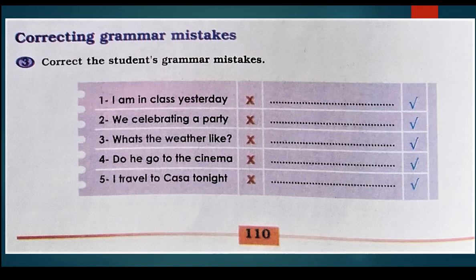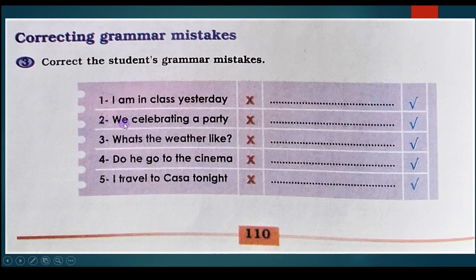So the mistake is "am". I was in class yesterday. إذن ماشي I am in class yesterday وإنما كنت كما شفنا مؤخرا simple past in the verb to be. كنت في القسم البارحة. So I was in class yesterday.